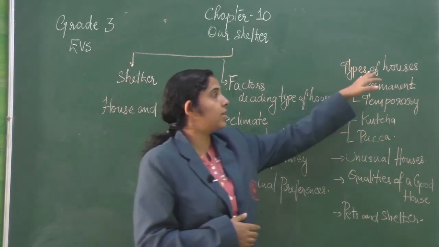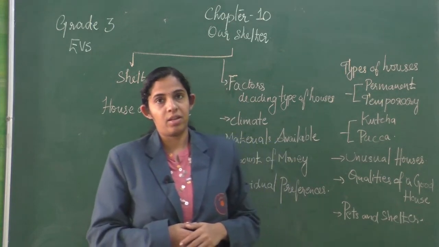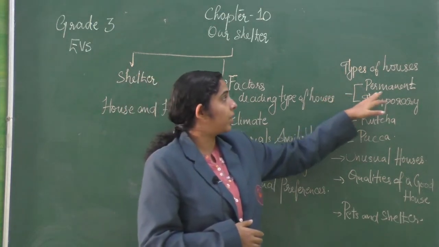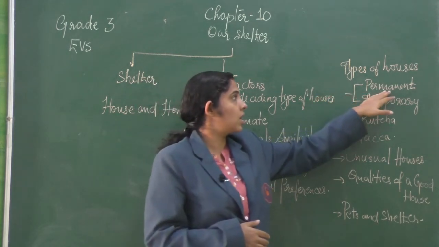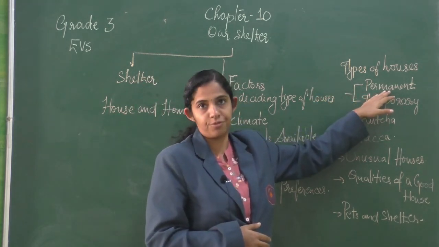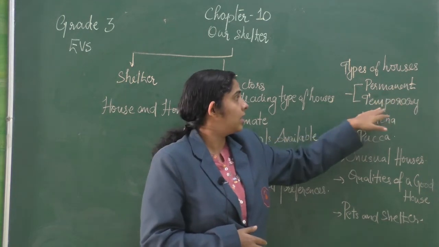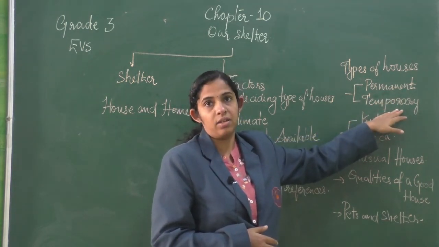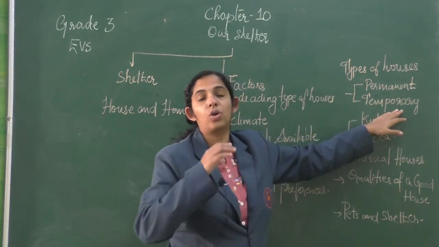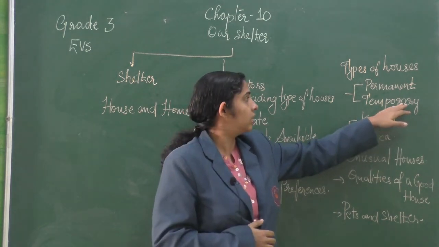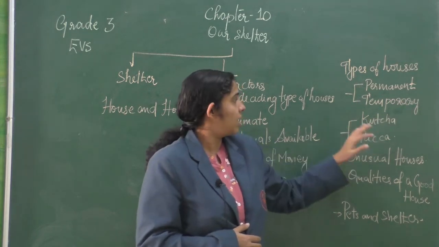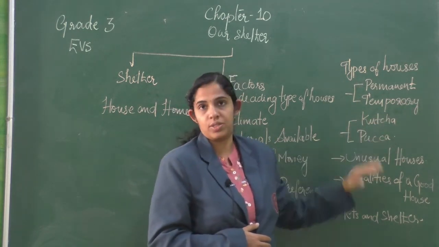Next, we have seen different types of houses. There can be permanent houses and temporary houses. Permanent houses are houses where we live for a long period of time, whereas temporary houses are built for a short-term purpose. We live there for only a few months or days.